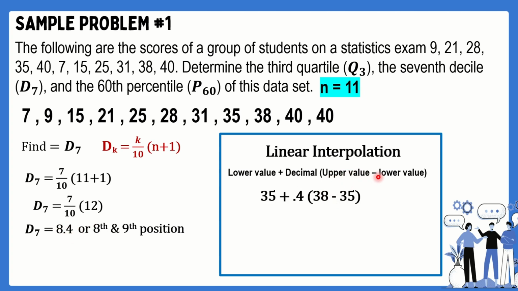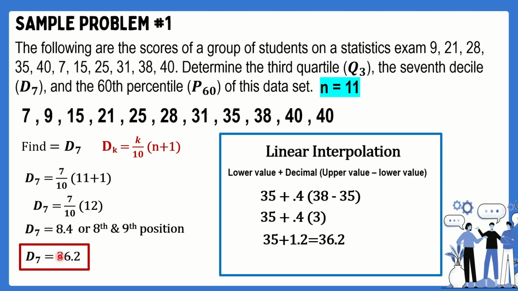And let's subtract the lower value from the upper value, which is 38 minus 35. So, ato unang minus ang 38, minus nato 35, results to 3. What we're going to do next is multiply 0.4 by 3, which results in 1.2. Then, let's add 35 plus 1.2, which is equal to 36.2. Therefore, our decile 7 is 36.2. So, this is our final answer.